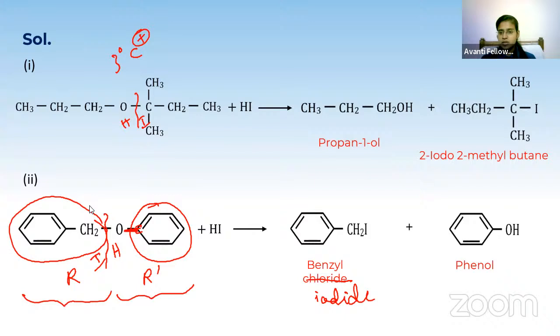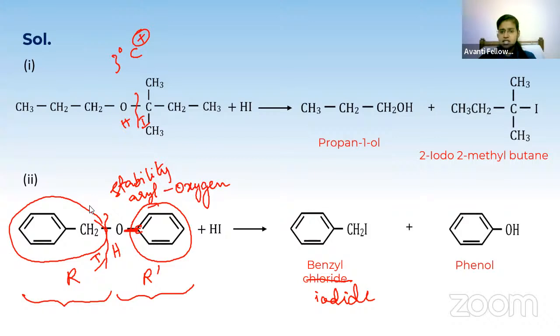So what is the concept used here? Resonance, or the stability of the aryl oxygen bond. Because of the stability of the aryl oxygen bond, the other bond is getting cleaved and the nucleophile goes to the other carbon. Okay, so this is all for today.